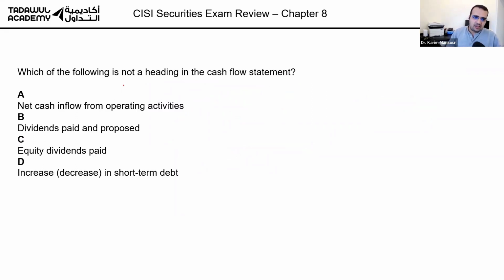Which of the following is not a heading in the cash flow statement? Dividends paid and proposed. Dividends paid is part of the cash flow statement. Dividends proposed means there is no cash dividend paid yet because it has only been proposed. It hasn't been paid yet. So even though dividends paid, this first half of the question, is correct, this word here, proposed, ruined it. Dividend proposed is not part of the cash flow statement.